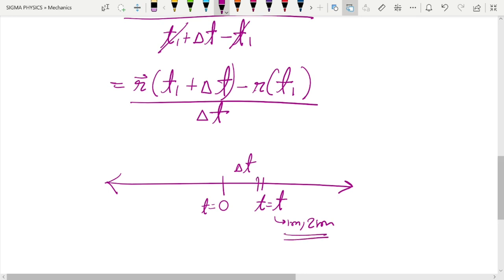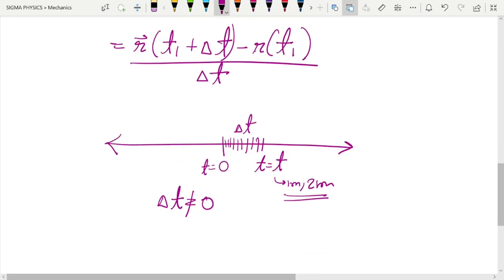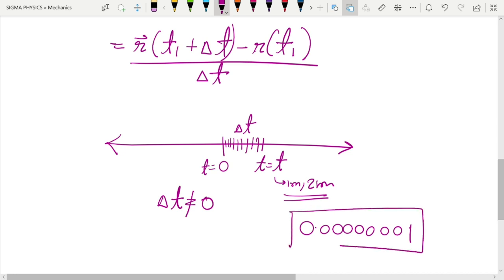So now what we do is we keep on reducing this delta t, right? We take it closer and closer to 0, but not exactly 0. We do not make delta t equal to 0. Delta t is not equal to 0, but it is very, very small. It is very close to 0, but not 0. It could be something like 0.00000001, or even something smaller than what I can write on this screen.